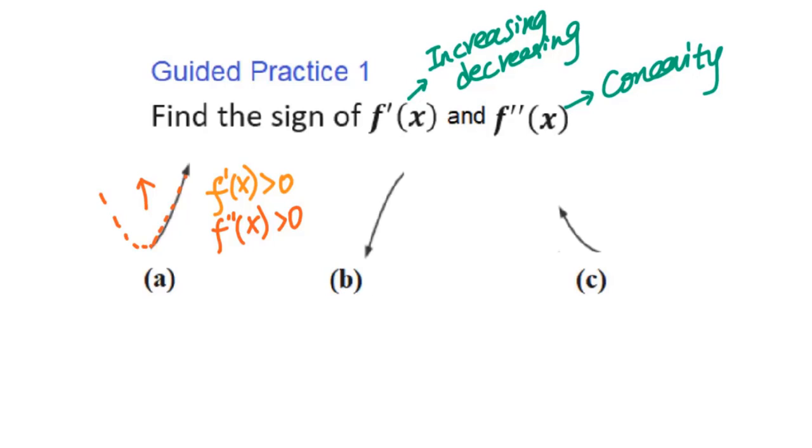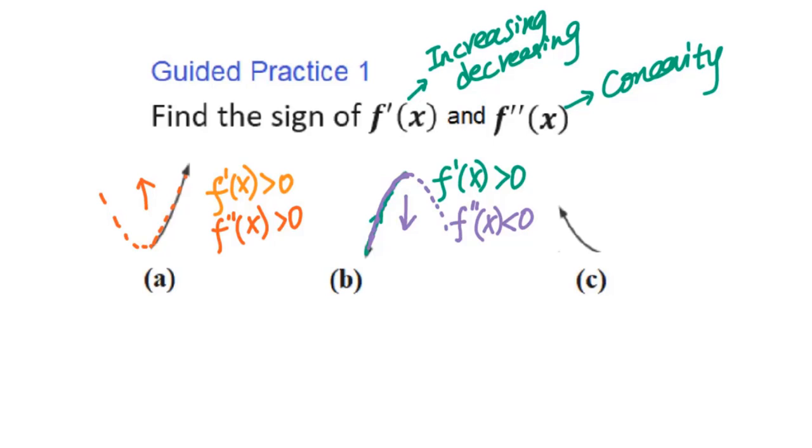For the second function, don't look at the arrow given on the graph. When you check if it's increasing or decreasing, always go from the left side to the right side. See, it's from a lower position to a higher position. Therefore, this is an increasing function. So the first derivative is positive. But it's concave down, part of the concave down graph. Therefore, you will see the second derivative is less than 0.